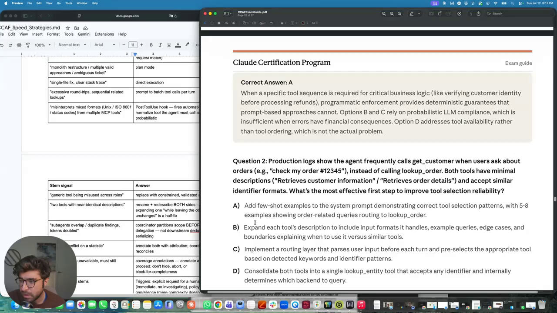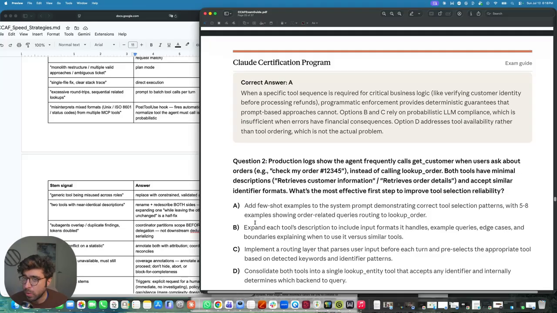Okay, that's interesting. Implement a routing layer that parses. Okay, this one, we're talking about routing layers, already sounds very suspicious given that we're looking for a first step situation. That sounds heavy. Let's just skip that one for now. Consolidate both tools into a single lookup entity tool that accepts any identifier and internally determines which backend to query.